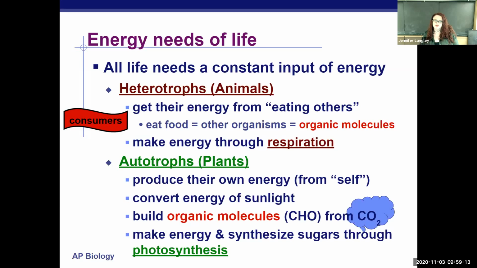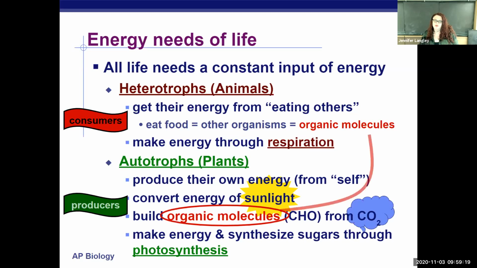Now they make energy and synthesize sugar through photosynthesis. So they make their energy and then they store some in the form of sugars. We also call heterotrophs consumers and autotrophs producers. And I want you to check out that we have building organic molecules and breaking down organic molecules. Remember, we talked about how a lot of what we're going to see is one thing builds, one thing's destroyed, one thing makes energy, one thing takes energy, that they're going to be working together.